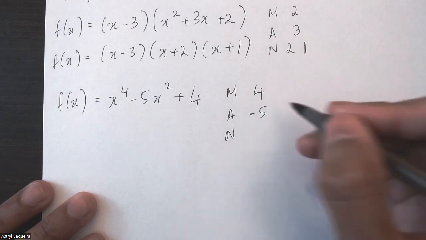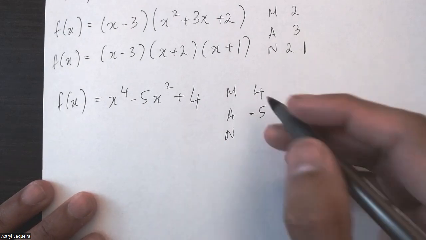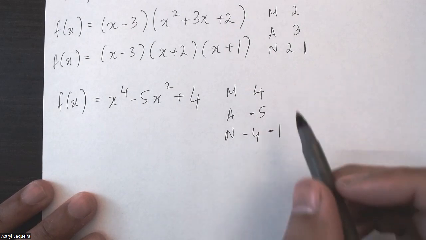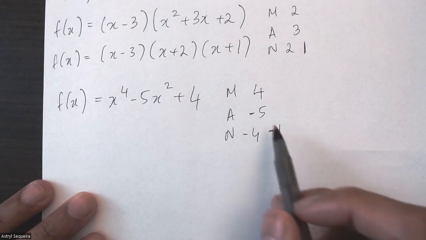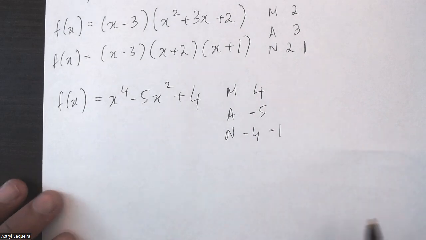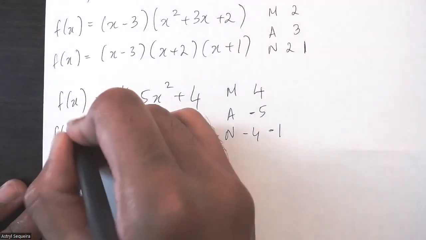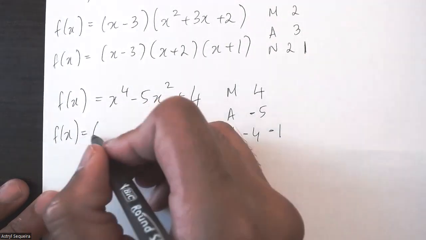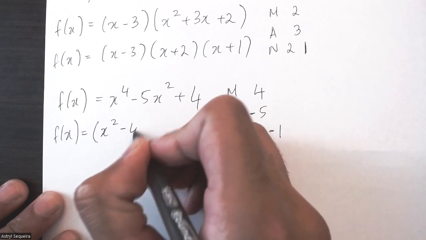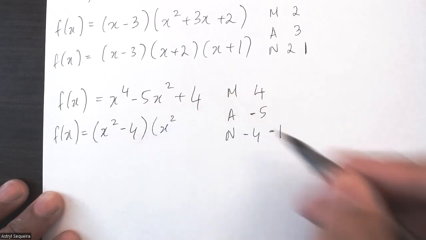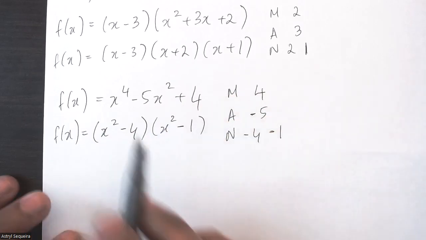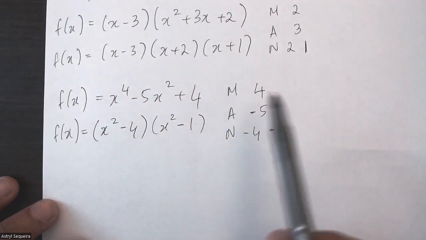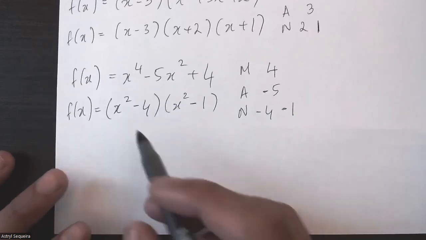I'll show you how quick this solution is. My two numbers here are just -4 and -1 because -4 times -1 is +4. And if I add them, I'll get -5. So now I can rewrite this equation in partial factored form. And this is going to be x squared minus 4 times x squared minus 1, because an x to the 4 equation will turn into x squares if you factor it like a simple trinomial.